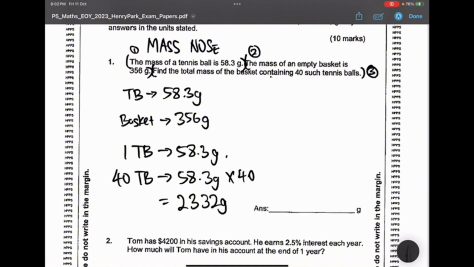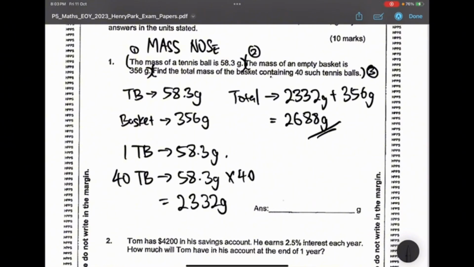Right, this is the weight of 40 tennis balls. But the question is asking us for the basket containing 40 of such tennis balls. So we have to add in the weight of the basket as well. And the total weight would be equal to 2,332 grams plus the weight of the basket, which is 356 grams, and that will give me a grand total of 2,688 grams, and this is your answer for question number 1.